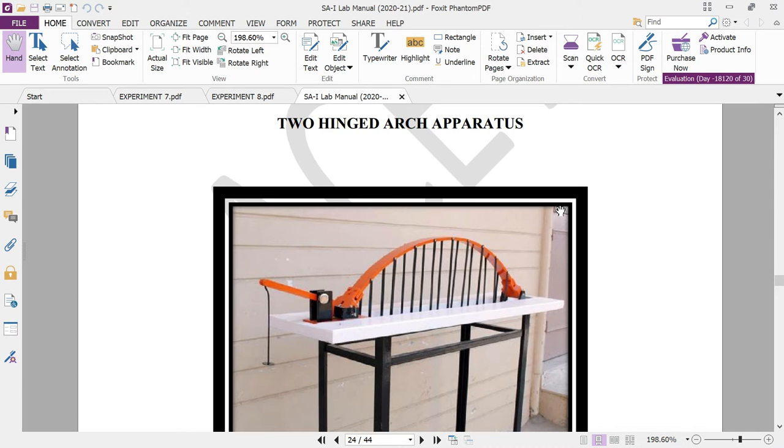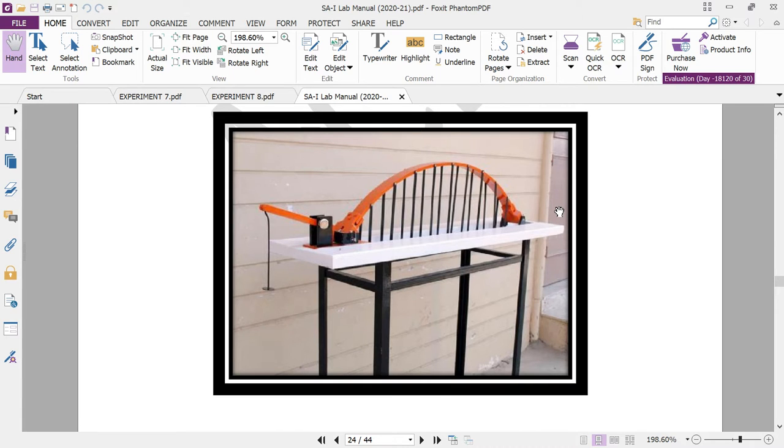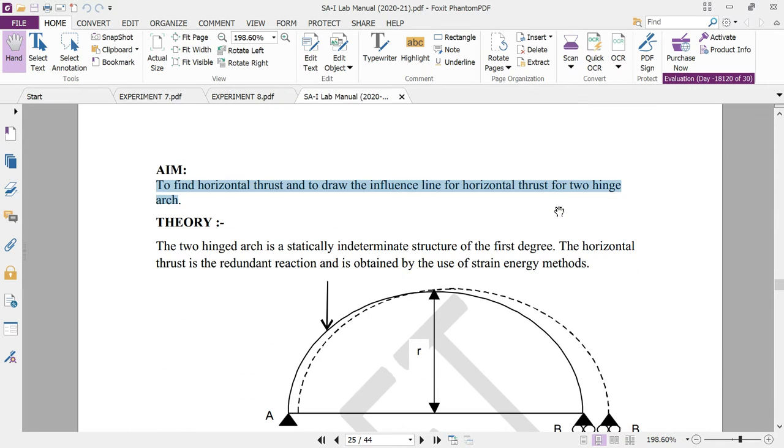Today we will see the next experiment under Structural Analysis 1, that is based on arches, that is a 2-hinge arch. As shown on the screen, this is a typical apparatus which is most commonly used in a laboratory to calculate the horizontal reactions as well as the bending moment in 2-hinge arches. Okay, so let us see how to perform this experiment in the laboratory.